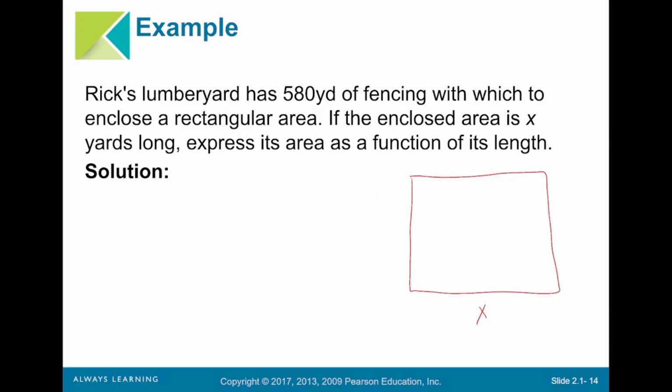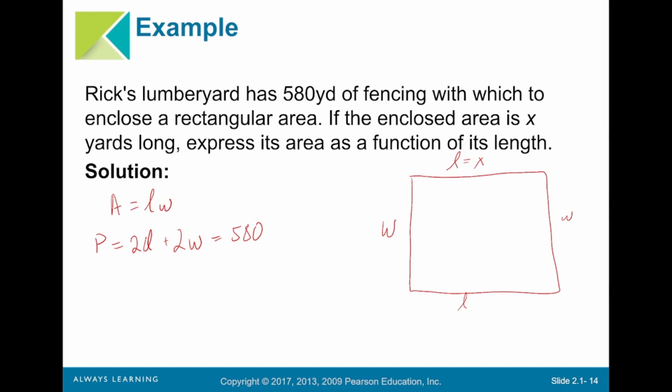Let's draw our picture a little bit more. We know if we have a length, which this one's our x, and we have a width, we know the other side is also width, and the other side is also the same length, right? Just given a rectangle. We know area of a rectangle is length times width. We know that the perimeter is 2 times our length plus 2 times our width. And that is what equals 580.